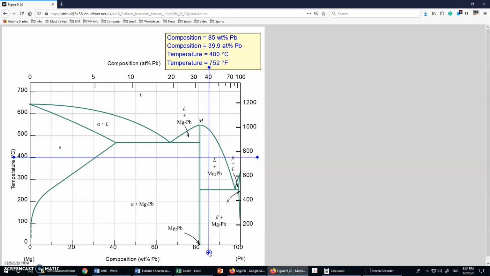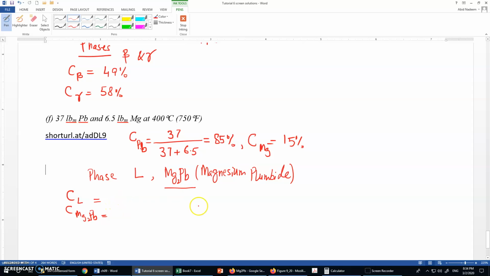Magnesium plumbide is here, this vertical line, which is about 81%, and this line over here is the composition of liquid, 92.5%. So 81% and 92.5%.